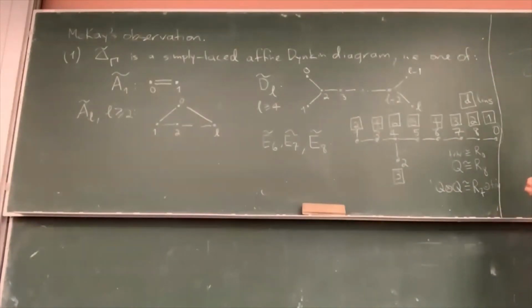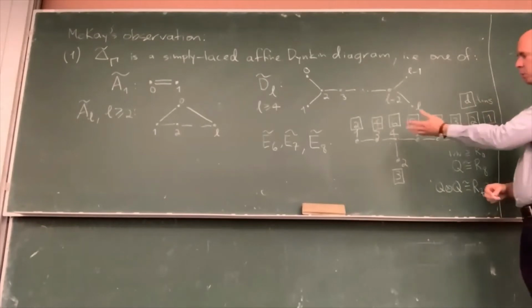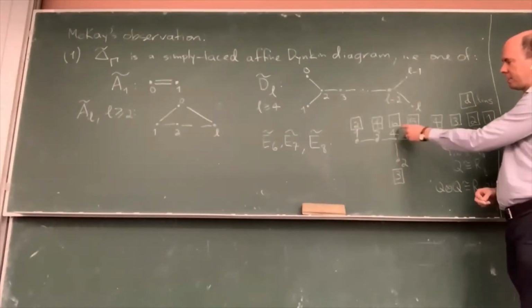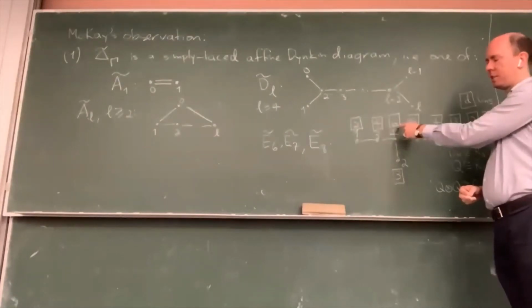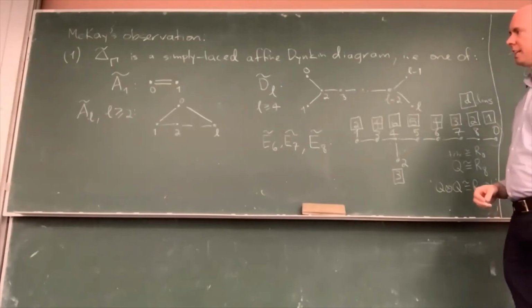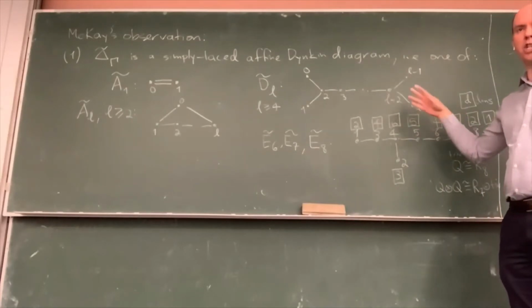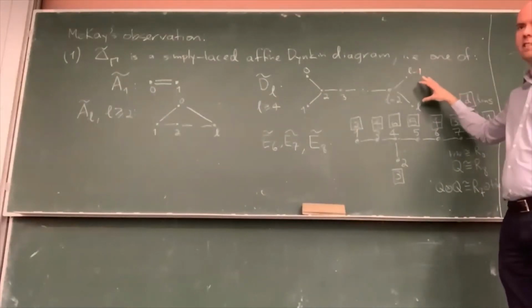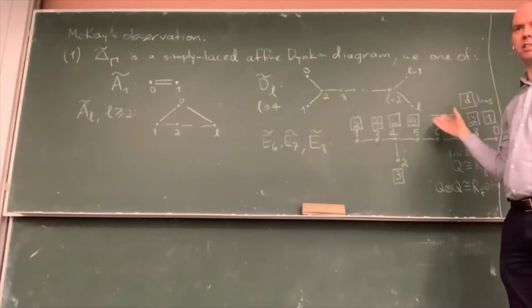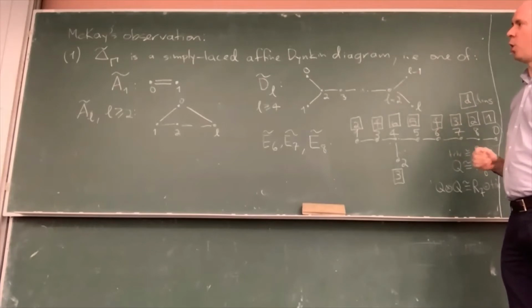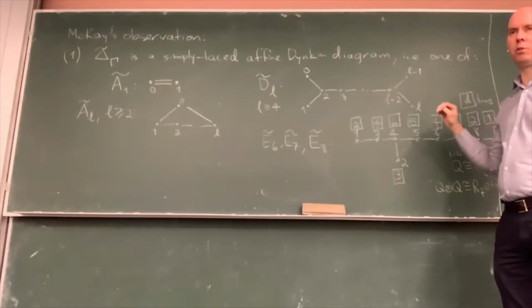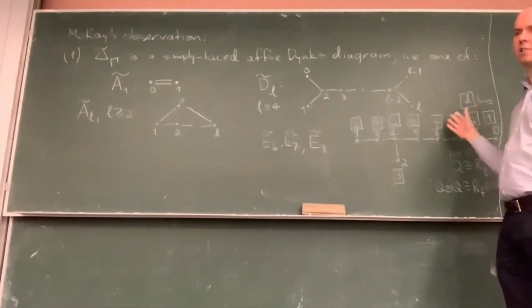So you end up with a labeling of your graph by positive integers, which has the property that twice the label at any vertex is the sum of the adjacent labels. And it turns out it's not particularly hard to classify the graphs with that property and show that they are in fact the simply laced affine Dynkin diagrams. The graphs which have a labeling by positive integers with that property.